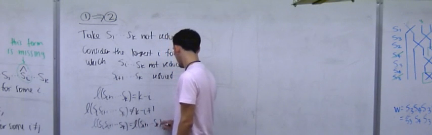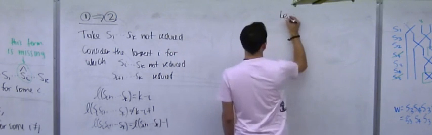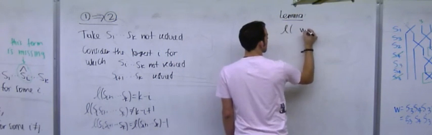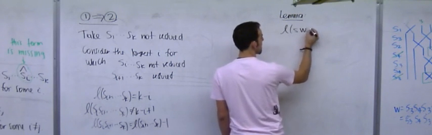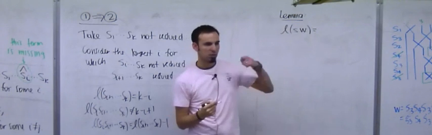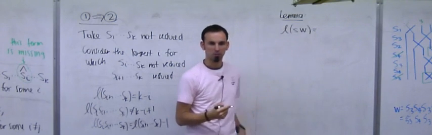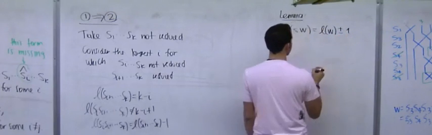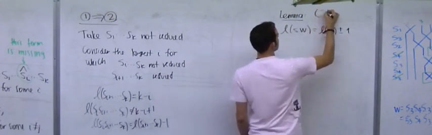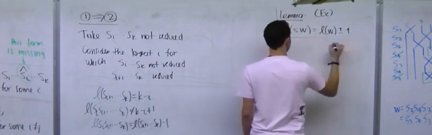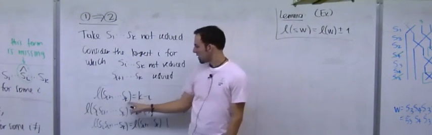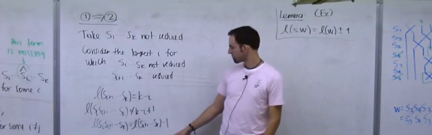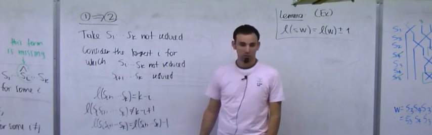In fact, let me give you a lemma here that I'll ask you to prove, which is that if you take a generator and you multiply it by a word, then what you're doing to the length is either increasing it by 1 or decreasing it by 1. Those are the only two things that can happen. I'll leave this as an exercise for you. And so what I'm saying is, when I multiply by Si, the length did not go up by 1, so it must have gone down by 1.